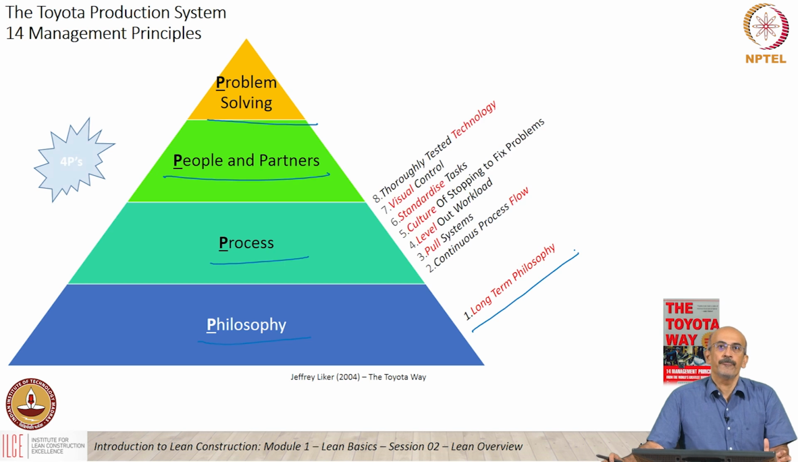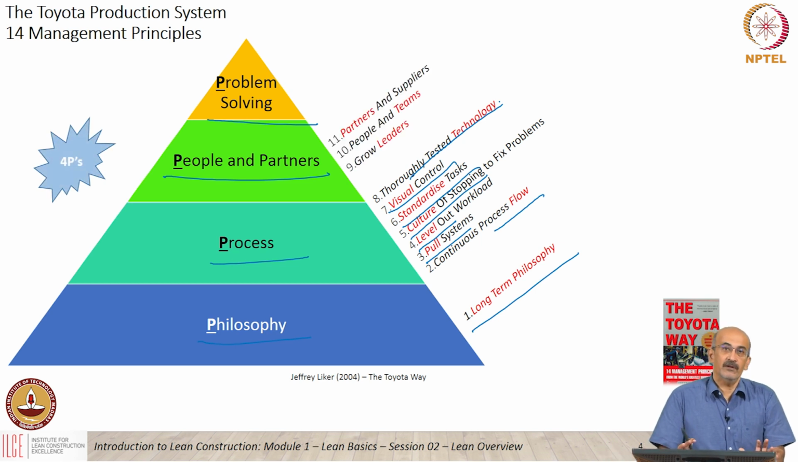When we look at process, these are the other principles. We talk about flow, which we will cover again in this course. We talk about pull systems, leveling the workload, the culture to stop and fix problems, which is also very important and sometimes very challenging to do in a regular organization, the need to standardize tasks, have visual controls, which is very relevant in construction, and use thoroughly tested technologies. So these are part of the process elements of the Toyota production system.